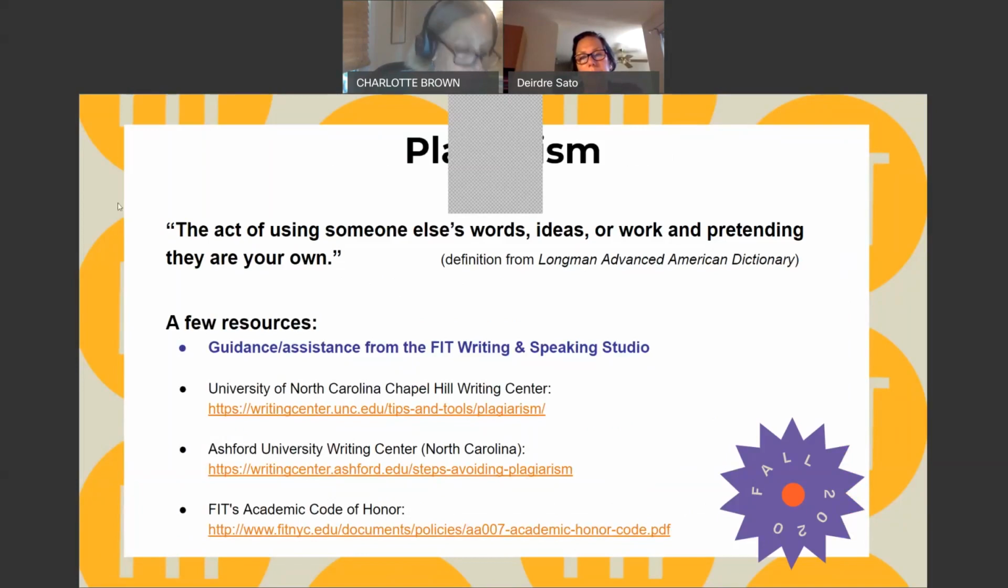So here's a dictionary definition of plagiarism: the act of using someone else's words, ideas, or work and pretending they're your own. Pretty standard definition. And it can occur not only in writing, but also in business and design. Due to the time limitations here, I will not go into an explanation about what plagiarism is and isn't, but will direct you to some sources.